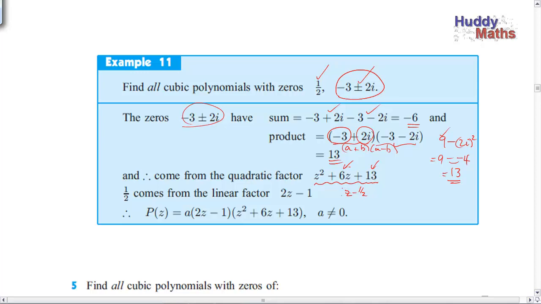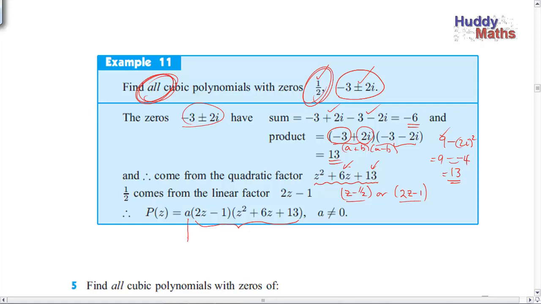Okay, and then a half. If you could say z take a half, that's the most natural response to what's the other factor that gave rise to this half up here. But neater than that would be 2z take 1. Either of those would do. But just watch now. Look at this italics up here. That should draw your attention to it. All the cubic polynomials. So it won't do just putting the quadratic factor times one of those linear possibilities, z take a half or 2z take 1.